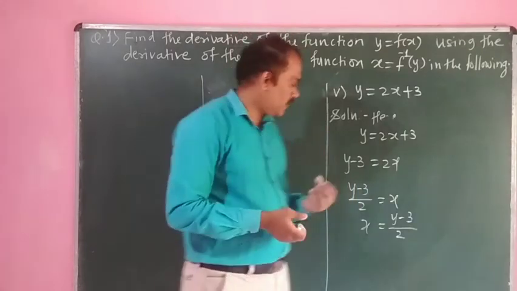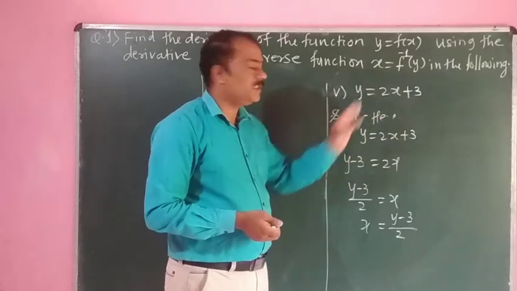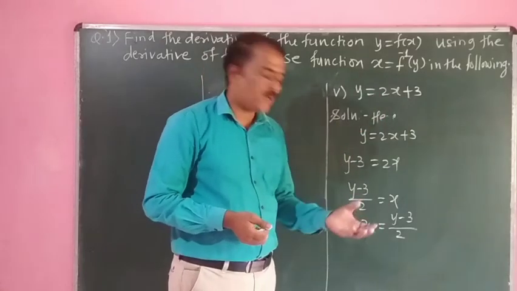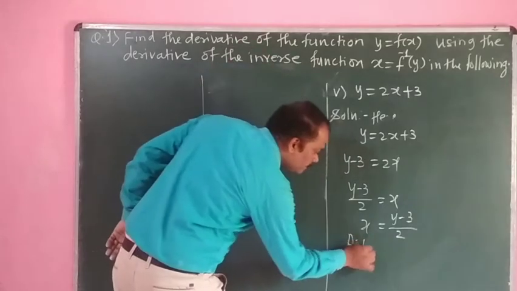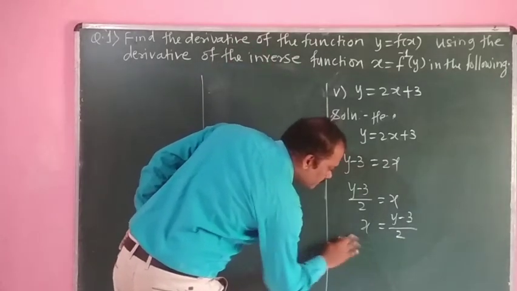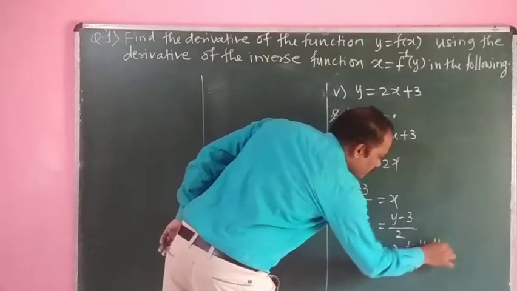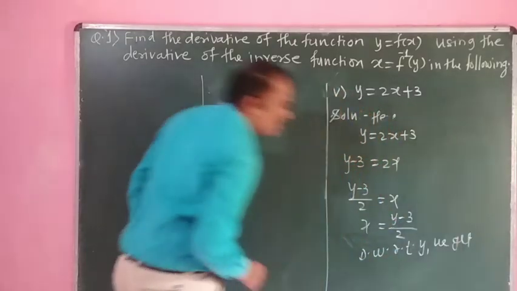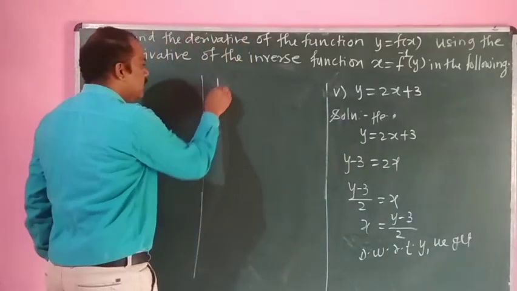OK, x is equal to (y minus 3) divided by 2. We get the inverse function of the given function, x in terms of y. Now we have to differentiate with respect to y. Differentiation of this x with respect to y is nothing but dx by dy.